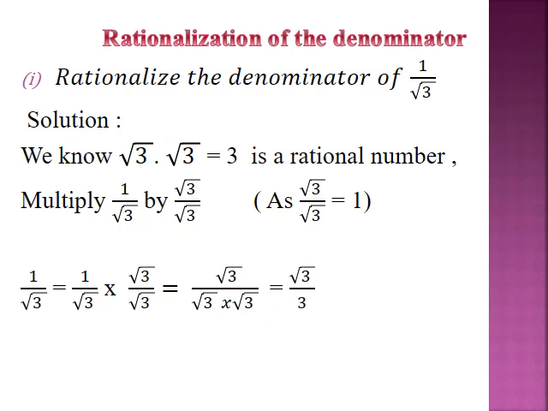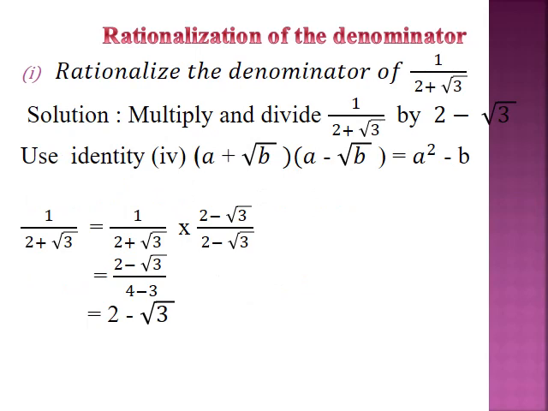Here is a small example, 1 upon root 3. Now 1 upon root 3, you have to multiply it by root 3 upon root 3, and root 3 upon root 3 equals 1. And we are also aware that root 3 into root 3 equals 3. So all these concepts we use to solve these. So see here, 1 upon root 3 equals 1 upon root 3 into root 3 upon root 3. Now the numerator multiplied gives you root 3, and the denominator, root 3 into root 3, means 3. So the final answer is root 3 upon 3.